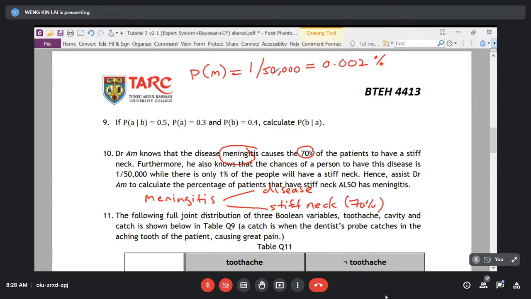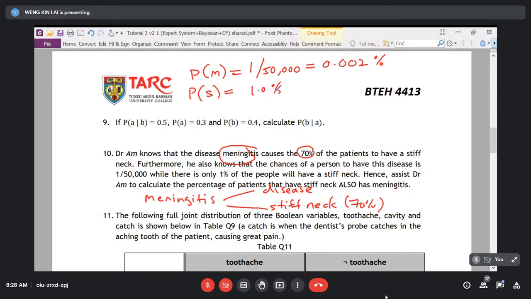Now, ignoring that, I think some of you may have experienced a stiff neck before. This is especially true if your pillow is not firm enough. That's what I was told anyway. If the pillow is not firm enough, you may end up with a stiff neck.